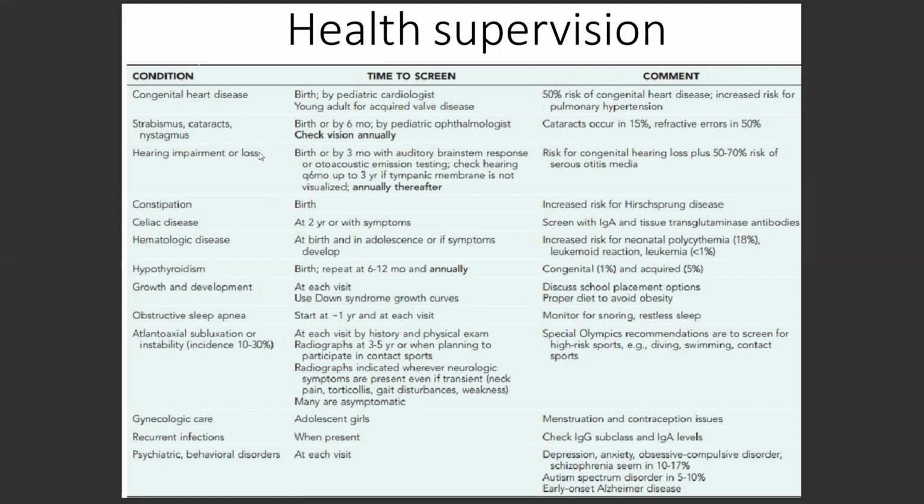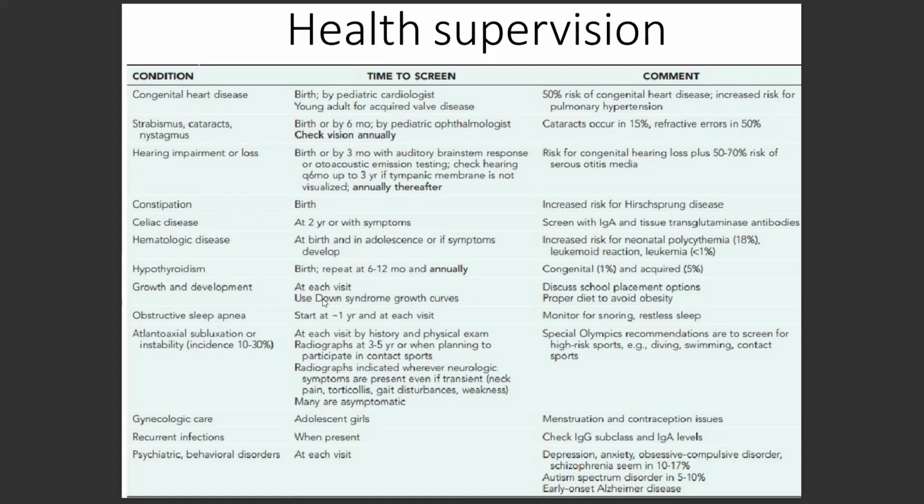Continuing with hearing impairment or loss, we have to screen at birth or by 3 months with auditory brainstem response or otoacoustic emission testing, and check hearing every 6 months up to 3 years if the tympanic membrane is not visualized, annually thereafter. Then constipation, we have to screen at birth, and celiac disease, we have to screen at 2 years or with symptoms. Hematological disease at birth and in adolescence, or if symptoms are there, we have to screen. And for hypothyroidism, we have to screen at birth and repeat at 6 to 12 months, then annually.